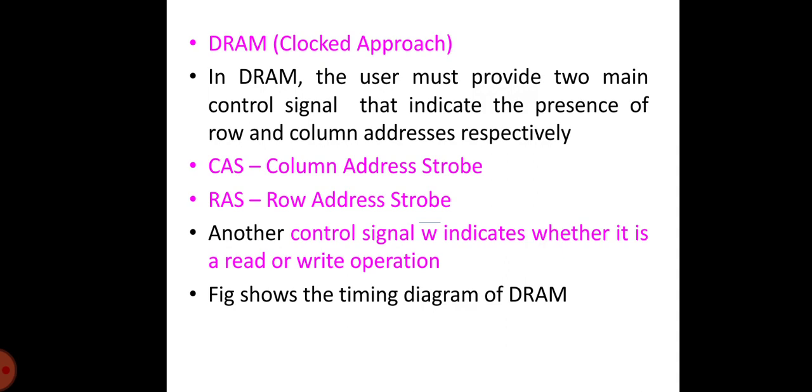In the multiplexed addressing scheme, the user must provide two main control signals, that is RAS, row address strobe, and CAS, column address strobe, that indicate the presence of the row and column addresses respectively. Another control signal, W, indicates if the intended operation is a read or write. These signals can be interpreted as external clock signals and are used to time the internal memory events. Similar to the synchronous clocking approach, the RAS and CAS signals must be sufficiently separated so that all the ensued operations have come to completion.